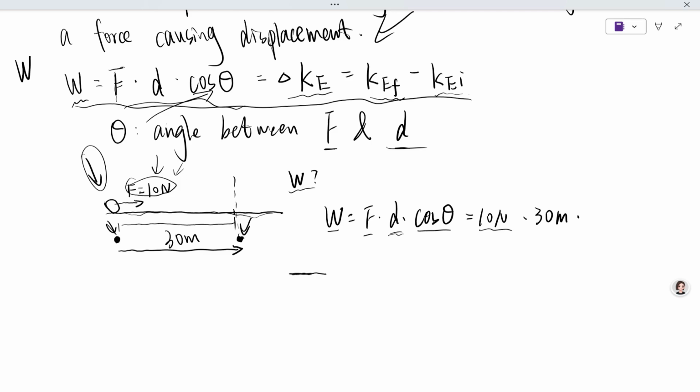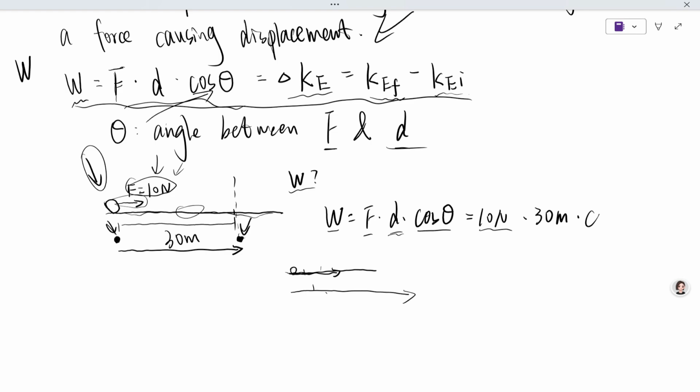Let's see. This is the direction of the force, right? Because it is parallel to the surface, right? So it's pointing that way. And the distance it travels, or the displacement over here, is pointing that way, because it is also traveling along the horizontal track, right? Which means these two are parallel. Which also means the angle between them is actually 0.